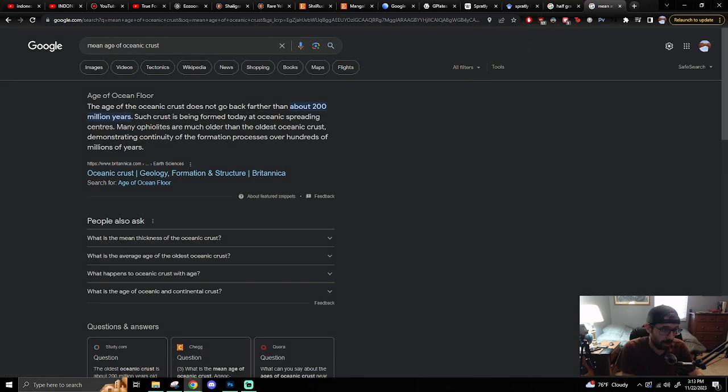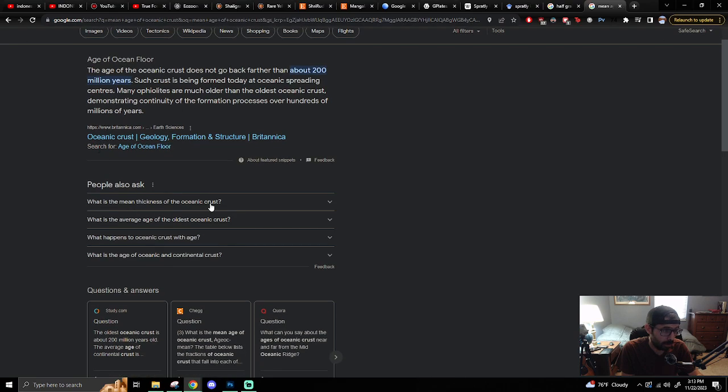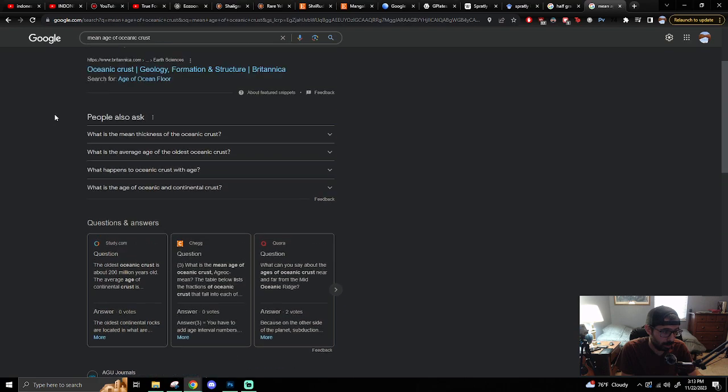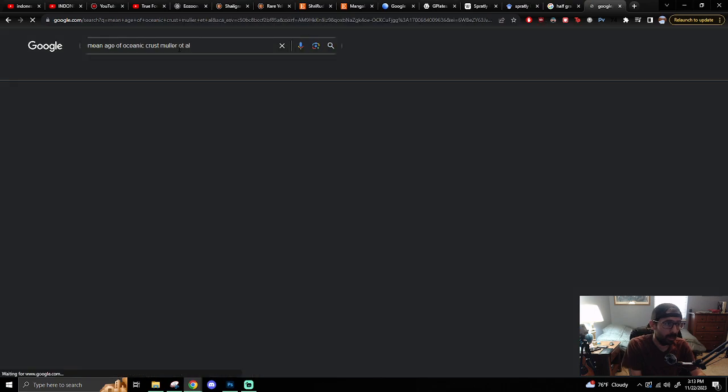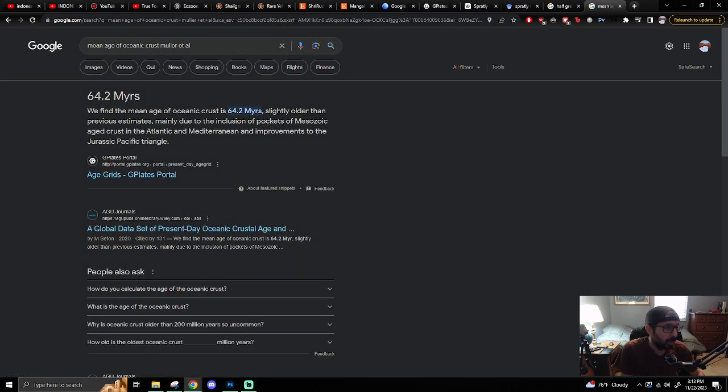Age of the oceanic crust does not go back further than 200. This is not answering it. We need Muller et al. Or 64.2, so slightly less than the boundary of the Cretaceous-Paleogene, the K-Pg, K-T boundary.